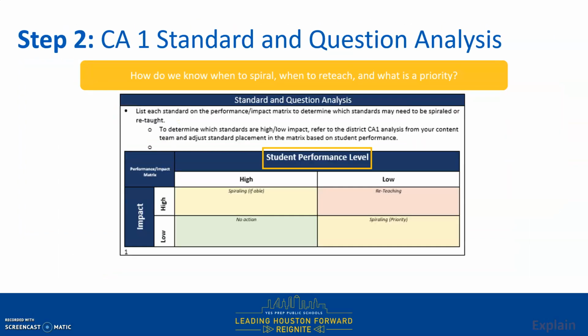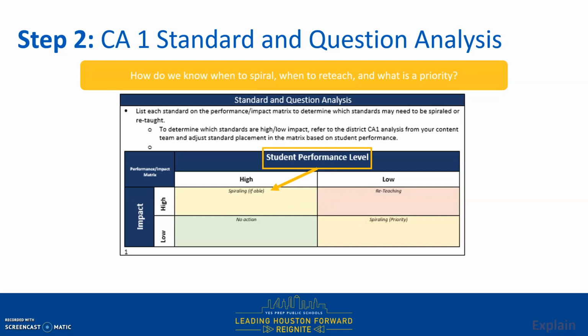The first thing you're going to do is look at student performance. If students performed low, then you're going to consider the impact of that particular standard or question. If it is a high impact question, you are going to explicitly reteach it. That is an important TEK or standard, and all students need to have a refresher. If it's low impact, then it becomes a priority spiral.